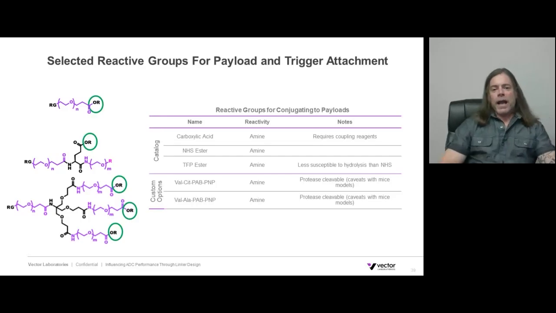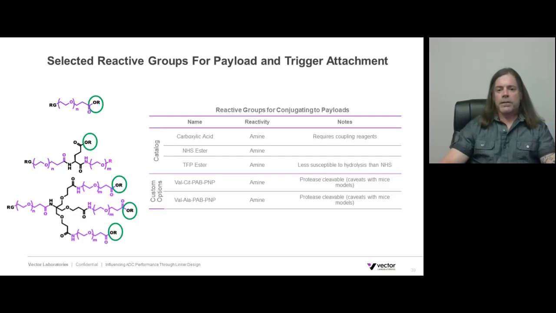Second, we have different reactive groups for conjugating your payload and your cleavable trigger. If you have your own proprietary cleavable trigger, you're probably going to want a carboxylic acid or an active ester. If you're using the standard dipeptide cleavables, those can be provided as the val-cit and val-ala PNP carbonates. We have other groups available for attaching payloads, but right now most common payloads in the clinic are attached via amines and active esters. So I've just restricted it to that for this webinar.